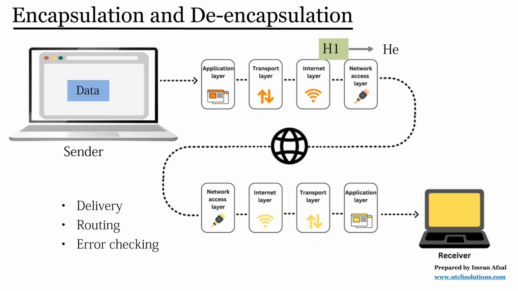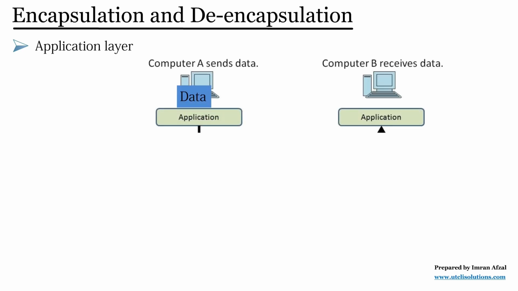This added information is called a header. In some cases, a trailer is also added. The message becomes a structured unit of data that can be transmitted across the network. So, at the application layer, the browser generates the request. This is the original data without any networking headers.